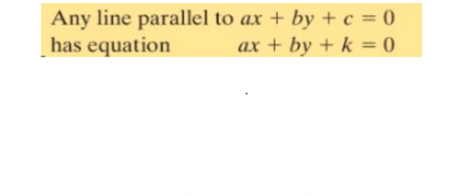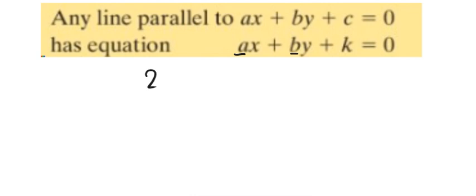So the main rule here is that any line parallel to ax plus by plus c is equal to 0 has equation ax plus by plus k is equal to 0. What you have to notice here is that the thing that's in front of the x and the thing that's in front of the y won't change as long as the lines are parallel to each other.